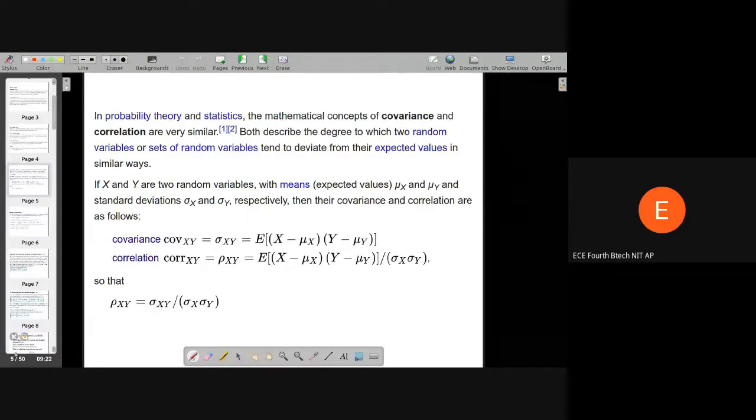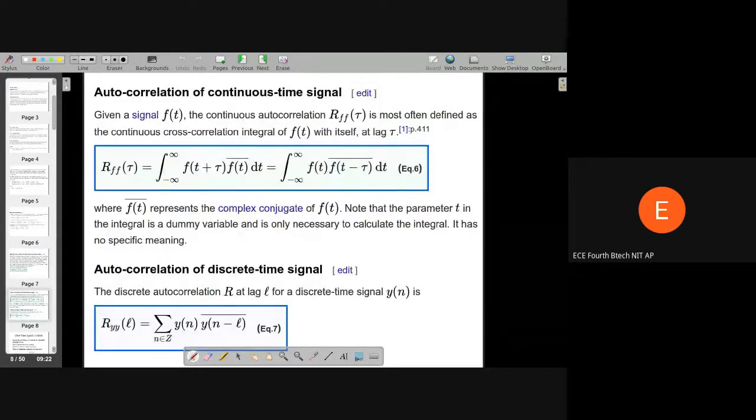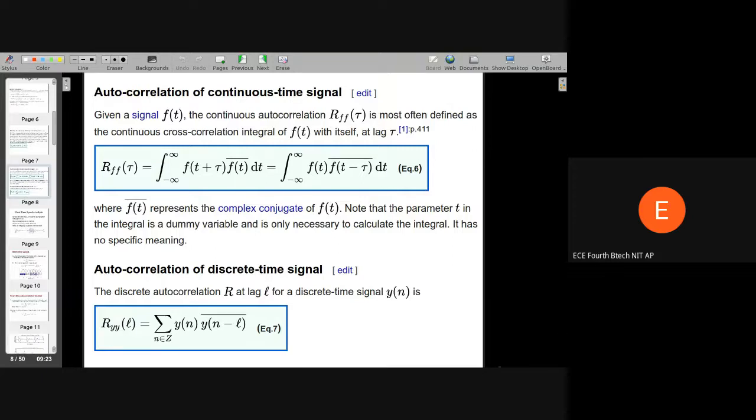One of them is the autocorrelation function. If you look at equation 7 below, the autocorrelation of a discrete time signal is basically the inner product of the signal and its time shifted variant.